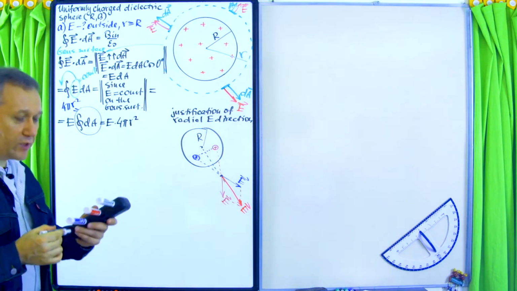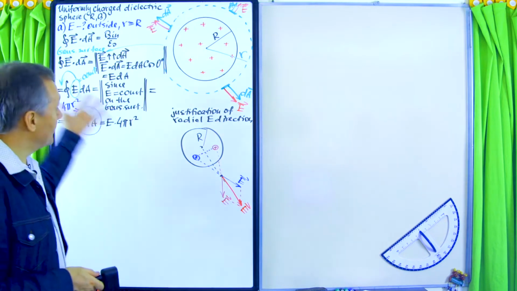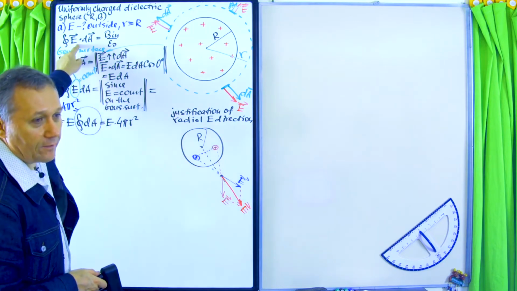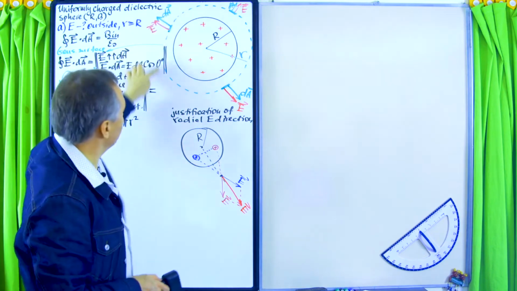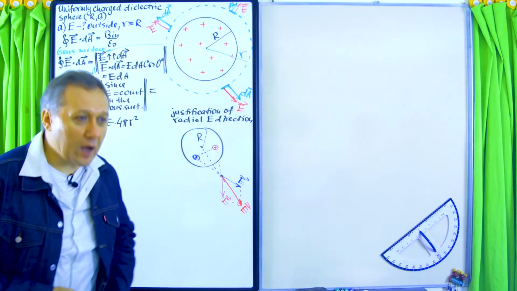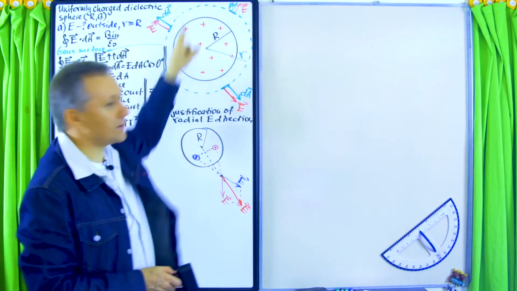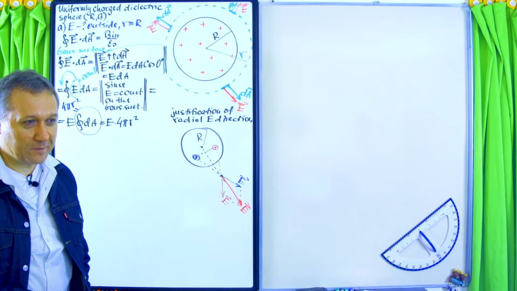So what we just found, let's connect with what we discussed on Friday. It's the value of the electric flux through this closed Gaussian surface. It's the number of electric field lines crossing this Gaussian surface. That's what we found. That's the electric flux.